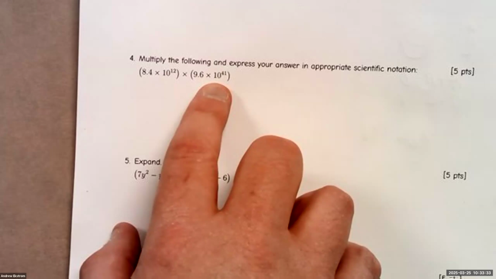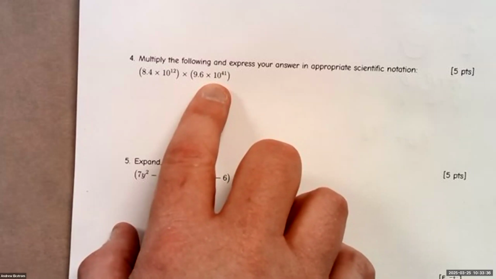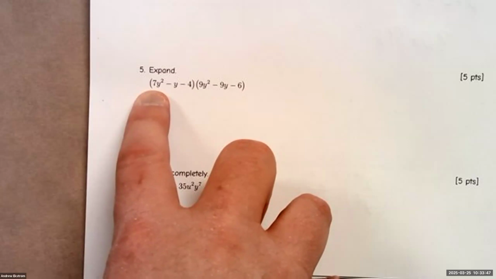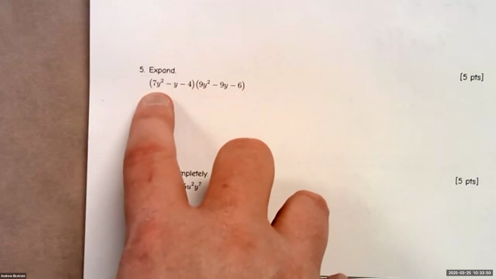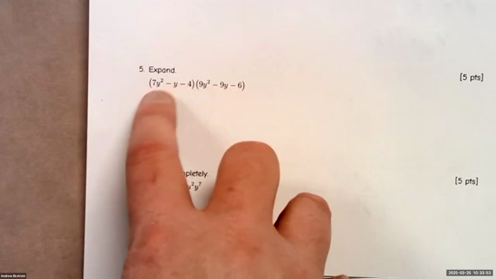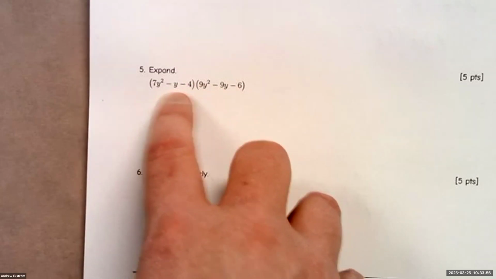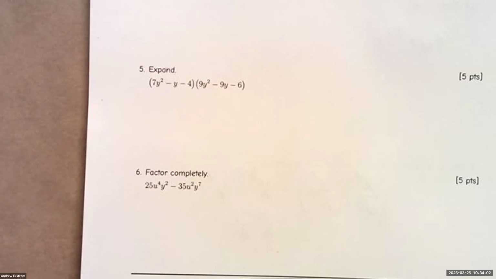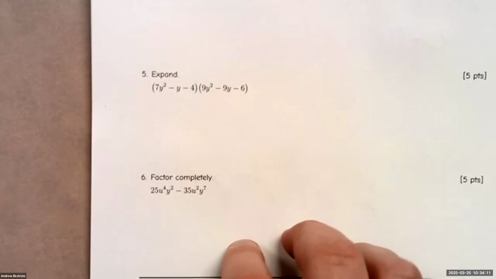Same type of issue with this one. You just put it in the calculator and you get the correct answer. If you wanted to try to fake it, you could do that too. Here, you're foiling, but you're going 7y squared times 9y squared, 7y squared times negative 9y, 7y squared times negative 6, negative y times all three, then negative 4 times all three of those. And that's the one where I said I did the problem myself and then did it wrong, and then had to go back and redo it. So I didn't take as many points off of there as I should have.